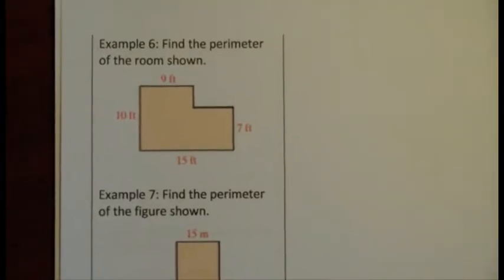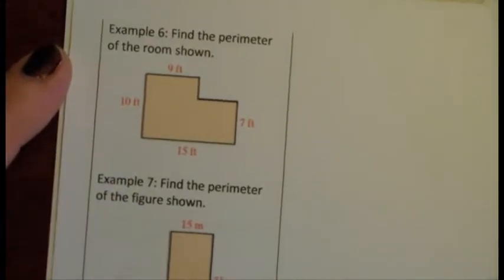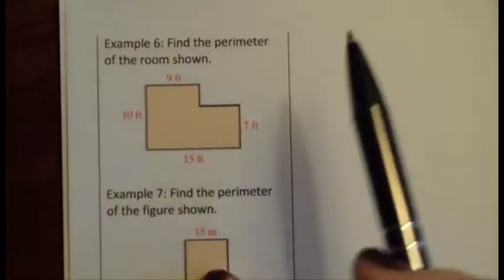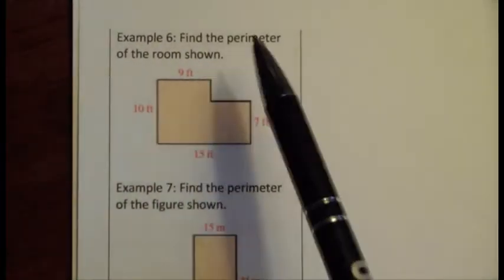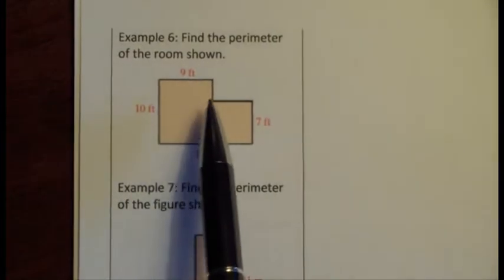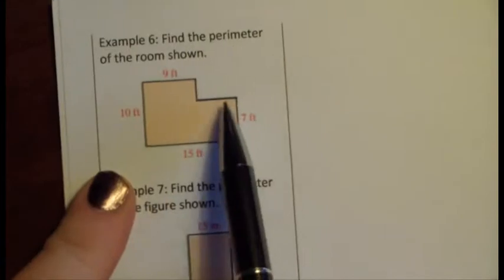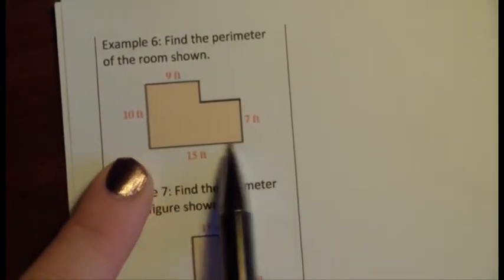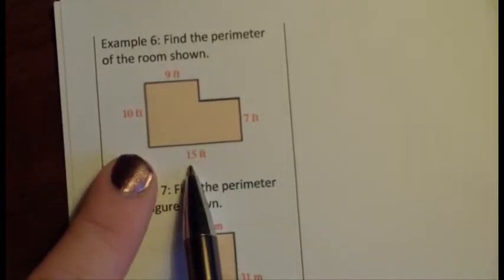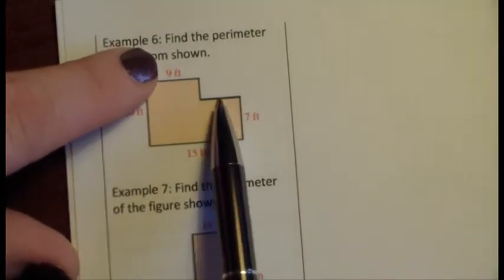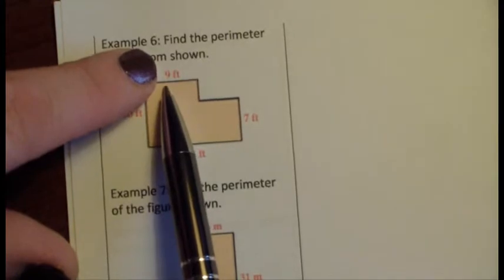Example 6, here's where our review of perimeter comes in. It says to find the perimeter of the room shown. So we've got ourselves a nice little irregular figure right here. And we can use some context clues to try and figure out what these two missing side lengths are right here. Looking at this side length, we know the whole entire length on the bottom is 15 feet. Now this part up here is 9. So to get this distance, we're just going to do 15 minus 9, which is 6 feet.